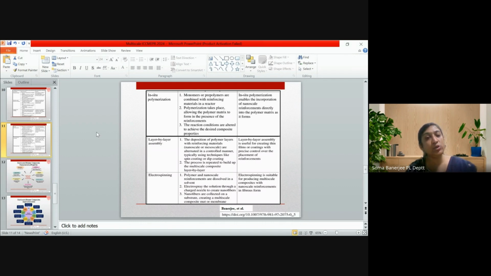Or in the case of in situ polymerization, what we can do is take the nanomaterial first and impregnate it onto the surface of the fiber, and finally we can dip that into some emulsion solution and do the in situ polymerization. Layer by layer is a very common technique which is now emerging nowadays.